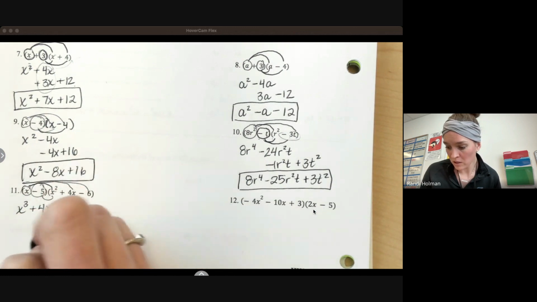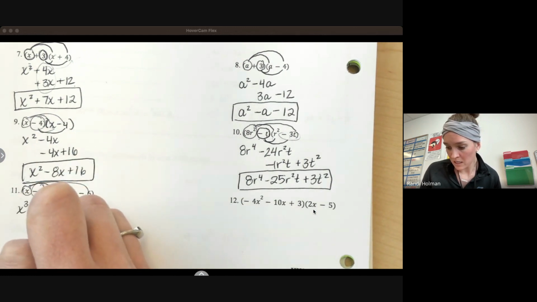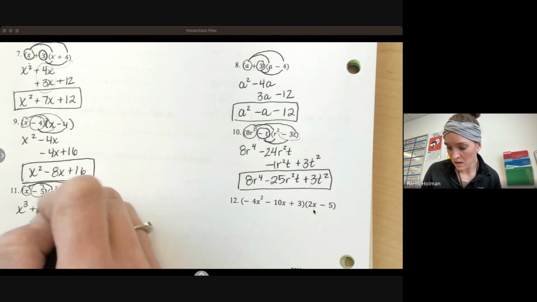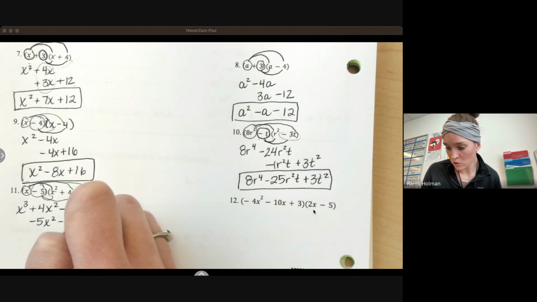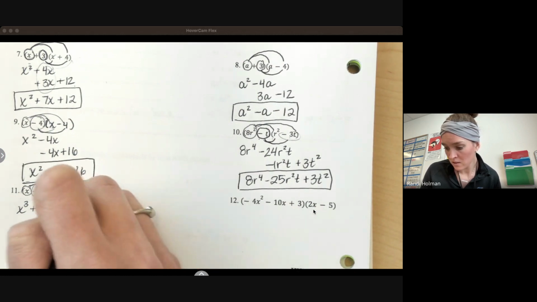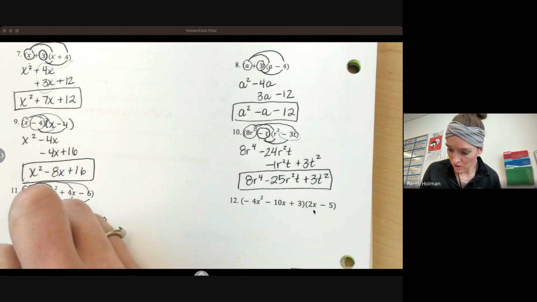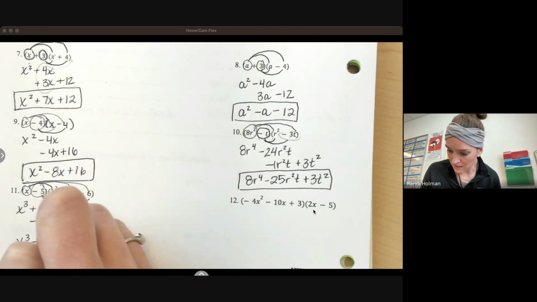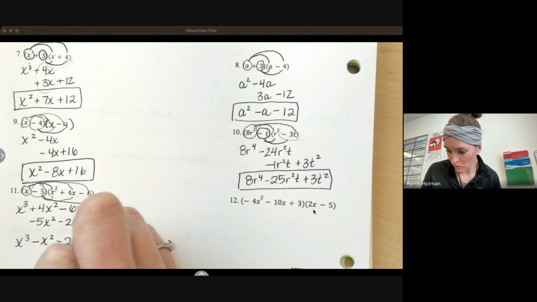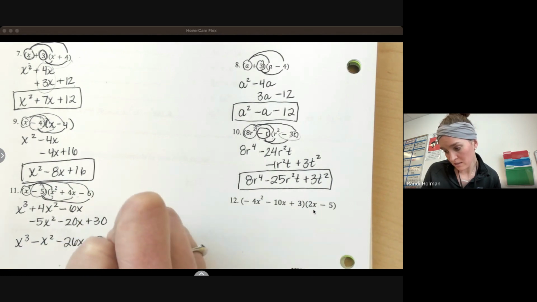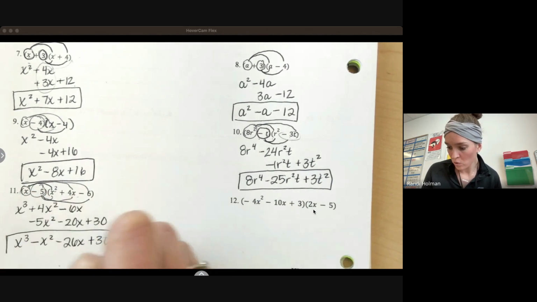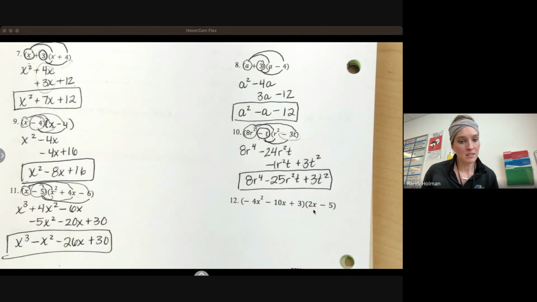Do the same thing with your next term. Make sure you bring the negative with you. Oh, those are like terms. -5x squared minus 20x plus 30. Combine your like terms. We get x cubed minus x squared minus 26x plus 30. And that's all it is. So we're still doing the same thing. It just ended up being a few more multiplication problems because we had more terms.